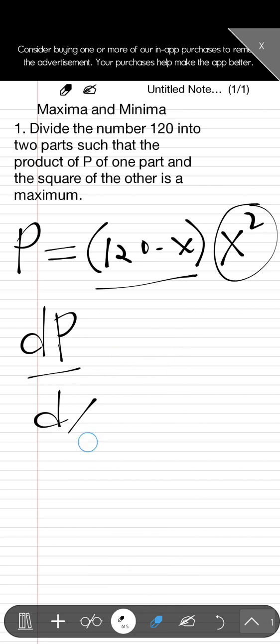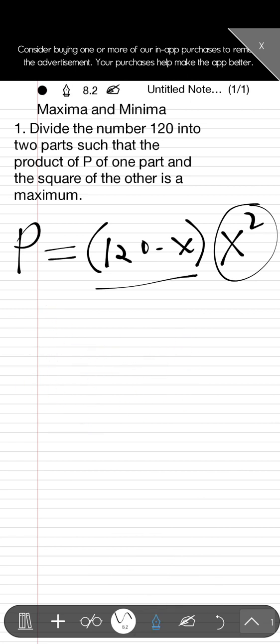Equate to 0. Okay. So, tanggalin natin yan, no? Okay. So, how will we derive? First thing to do is distribute muna natin, no? Huwag muna tayo mag-derive. Distribute first.